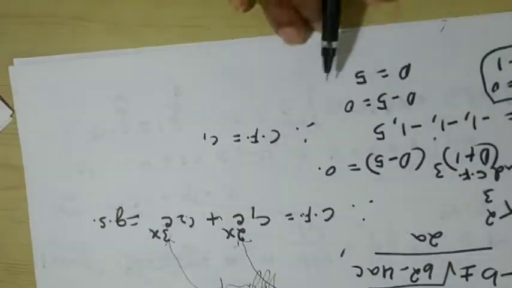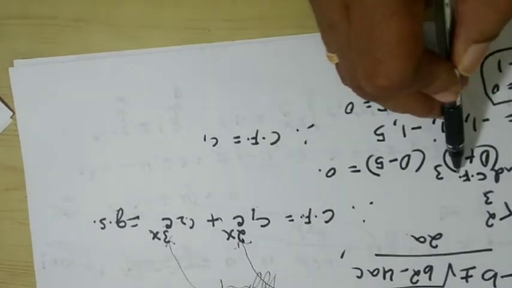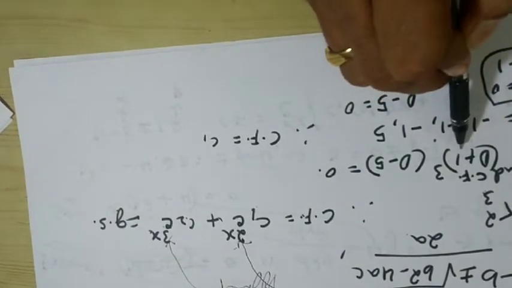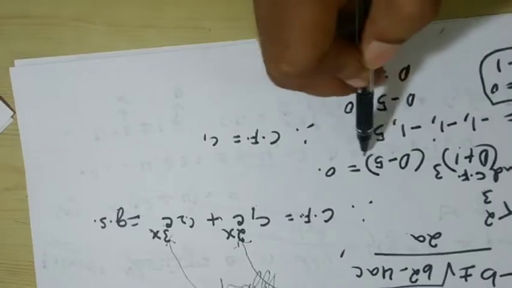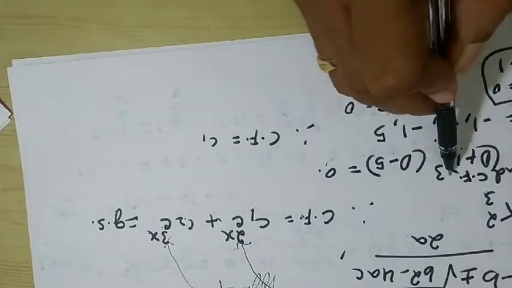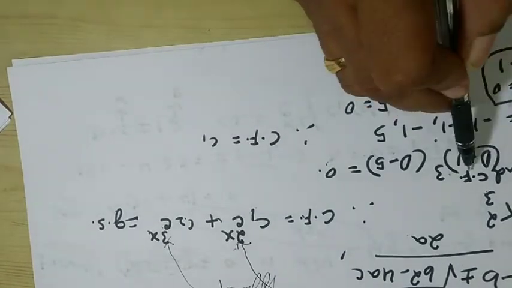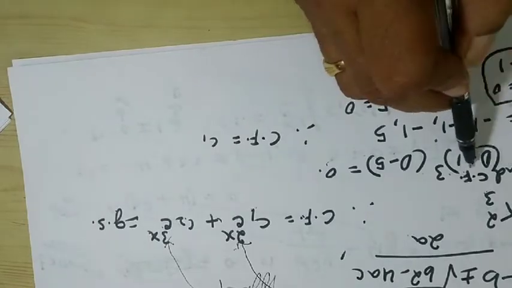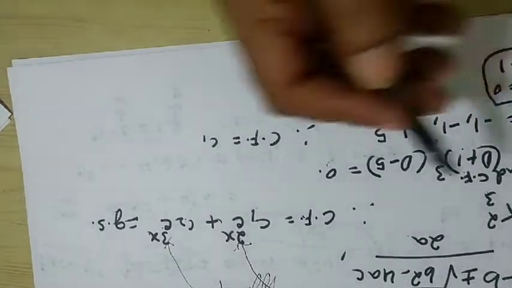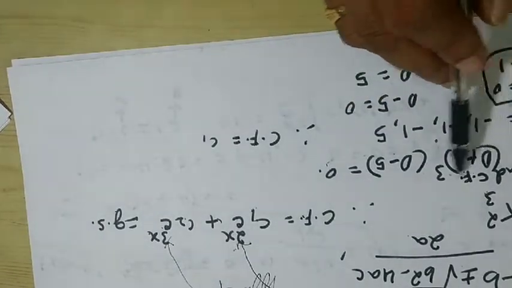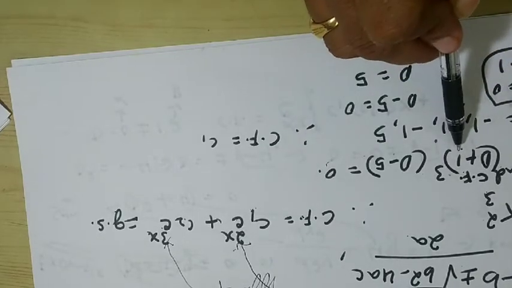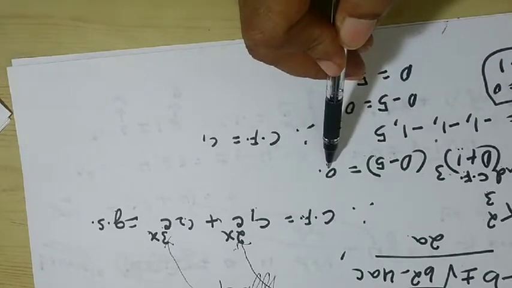Now, example 2, let us take this example. Find the complementary function for the problem (D plus 1) whole cubed into (D minus 5) is equal to 0. He may ask to find the general solution, or he may ask to find the complementary function, or he may ask to find the particular integral, etc. In many ways he can ask.